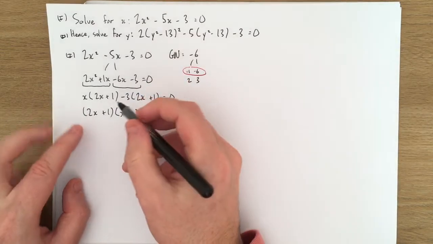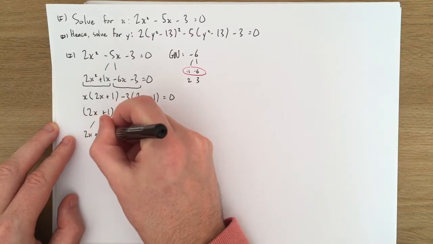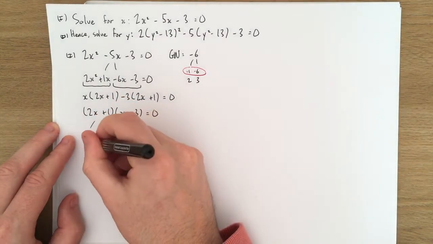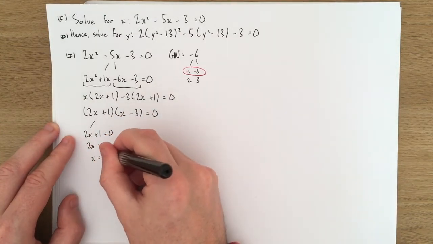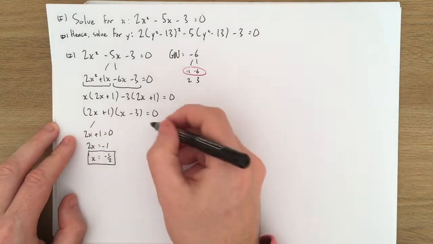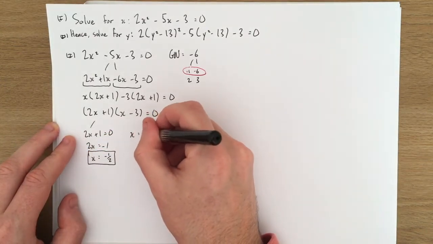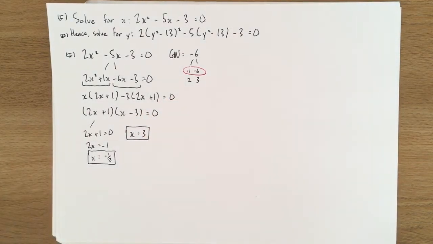equals 0. So if 2x plus 1 is equal to 0, then 2x is equal to minus 1, and x is equal to minus 1 over 2. Over here, x minus 3 is equal to 0, so x is equal to 3. So there's my solution to the first equation.